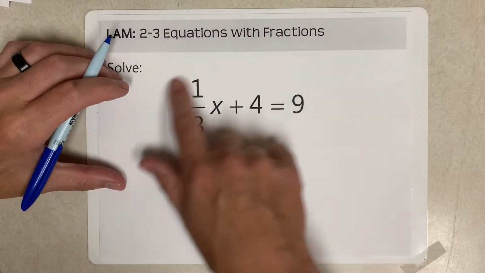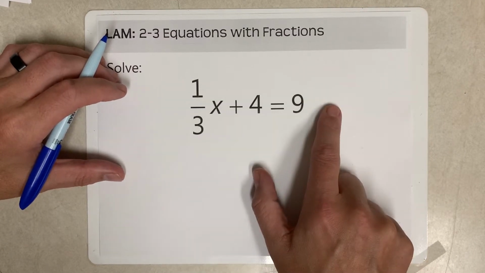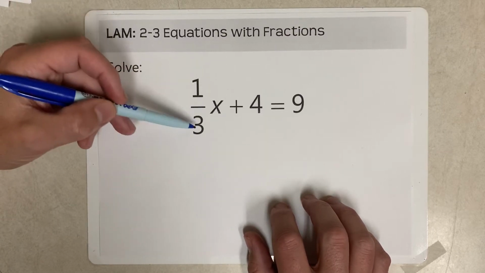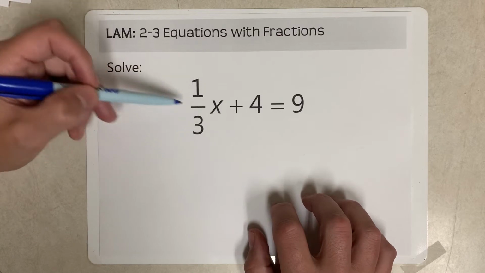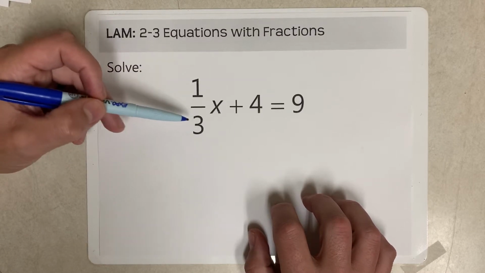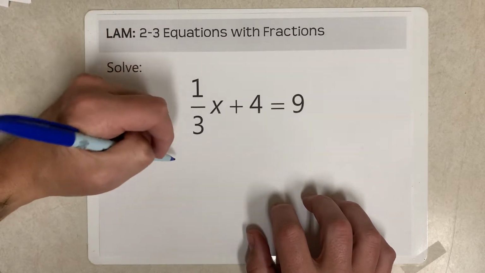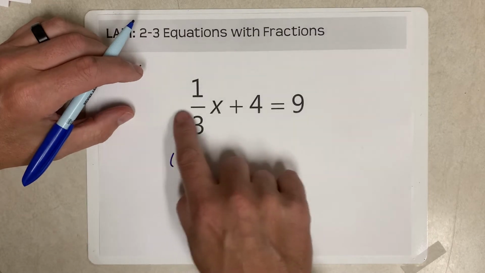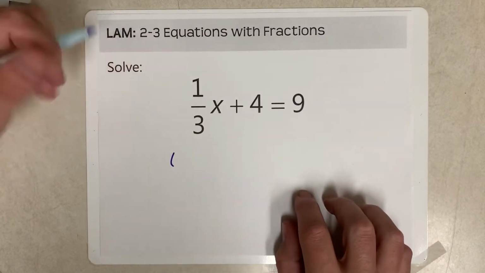For an equation like this, you could subtract the 4 on both sides and then multiply by 3, but there's an easier way to do this. If you want to get rid of this fraction right here, you just have to multiply by 3, because the 1/3 and the 3 are going to cancel out. So we're going to multiply everything by the least common denominator of all the fractions in the problem. Well, there's only one fraction, and it has a 3 in the denominator.